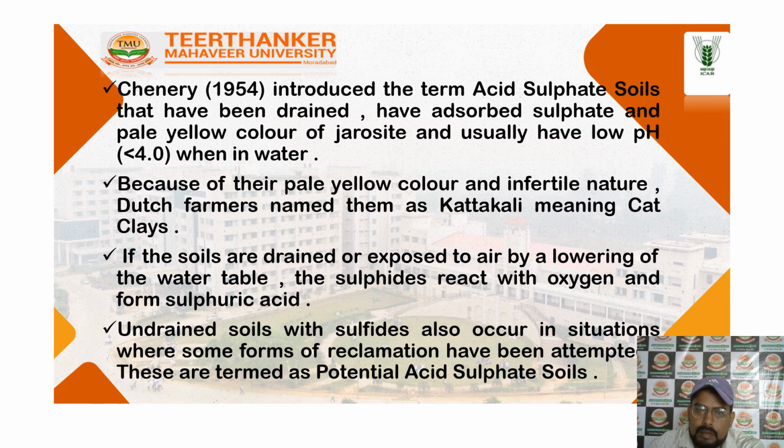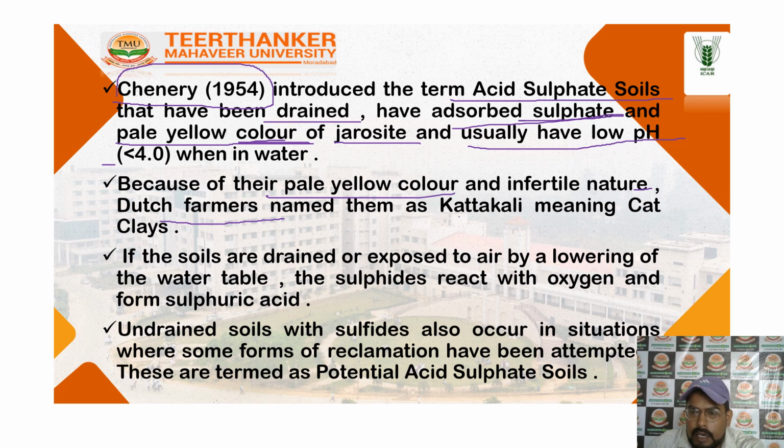Next, Chandri introduced the term. In 1945 he introduced the term acid sulfate soil, for soils that have been drained and have absorbed sulfate, with yellow and jarosite colors. Because of the yellow color and infertile nature, Dutch farmers named them cat clay.